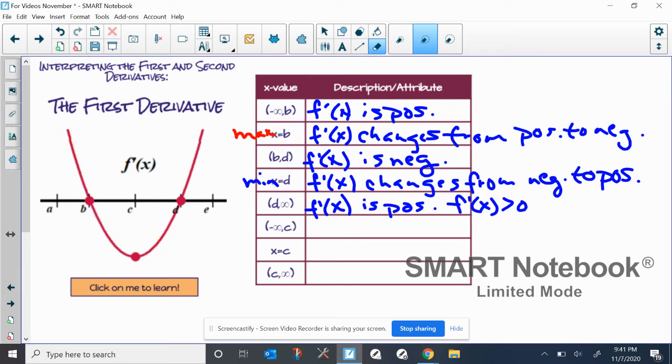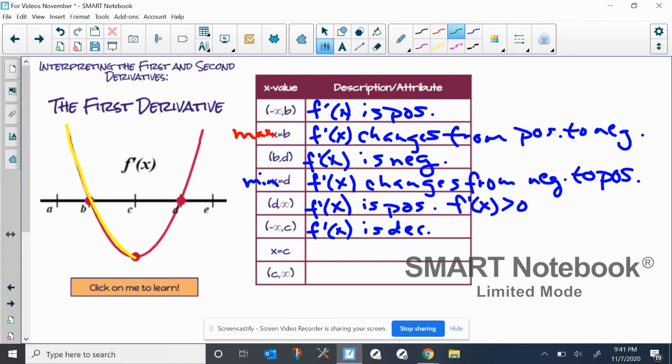All right, from negative infinity to c. So that's all of this. If I look at that, that is when f prime of x is decreasing. If I look back at f of x from negative infinity to c, that is when f of x is concave down. So an original function that is concave down matches with when the first derivative is decreasing.